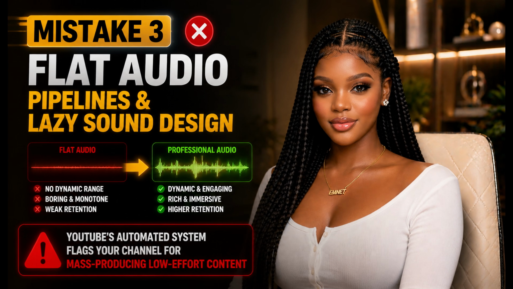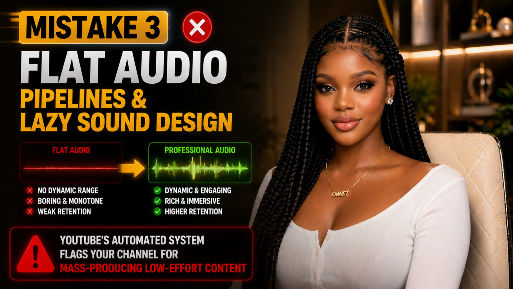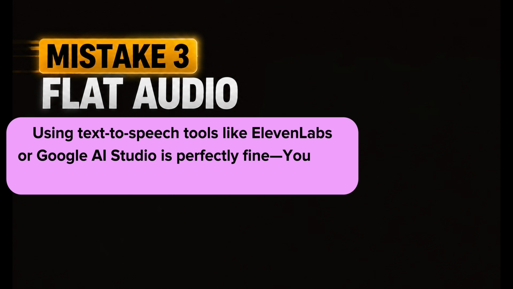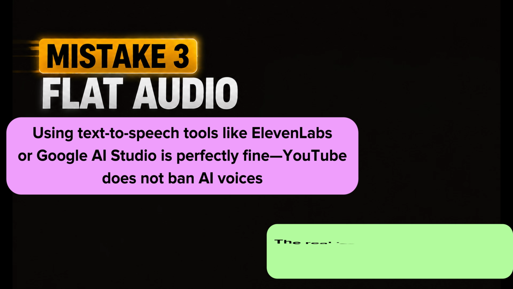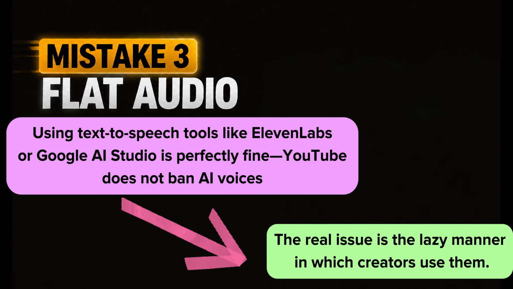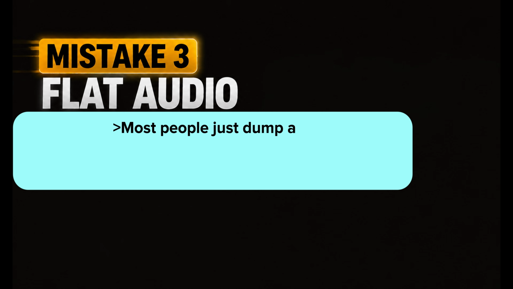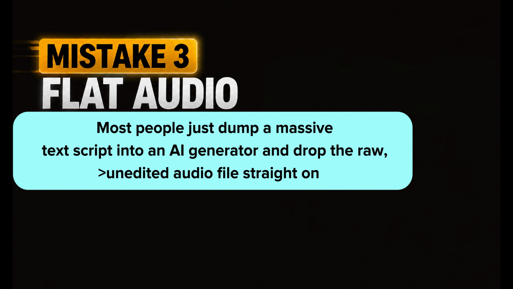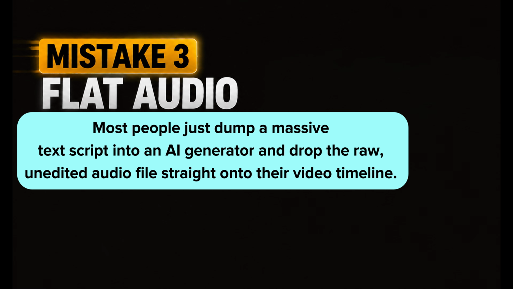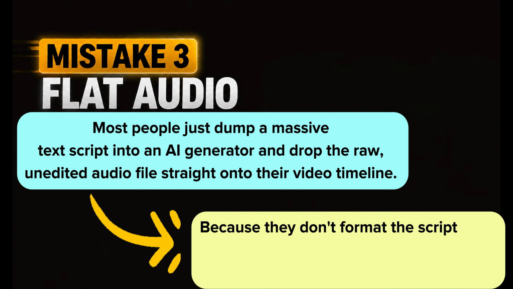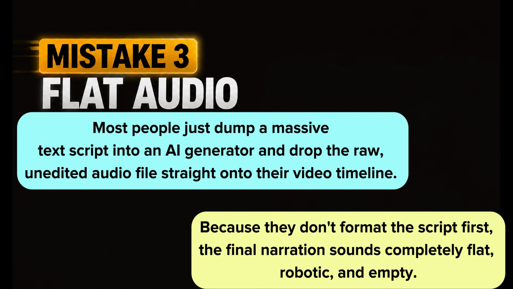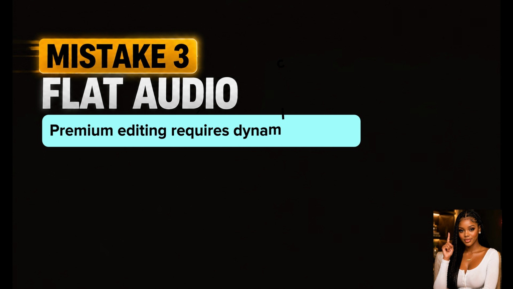The third violation comes down to your audio workflow. Let us get one thing clear. Using text-to-speech tools like ElevenLabs or Google AI Studio is perfectly fine. YouTube does not ban AI voices. The real issue is the lazy manner in which creators use them. Most people just dump a massive text script into an AI generator and drop the raw, unedited audio file straight onto their video timeline. Because they do not format the script first, the final narration sounds completely flat, robotic, and empty. Premium editing requires dynamic pacing.